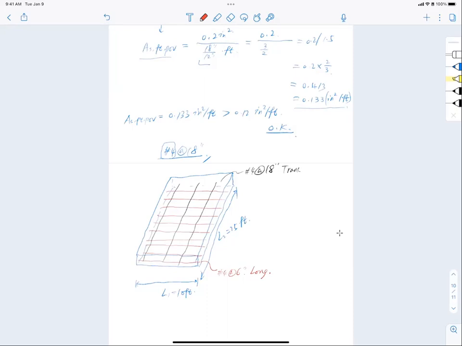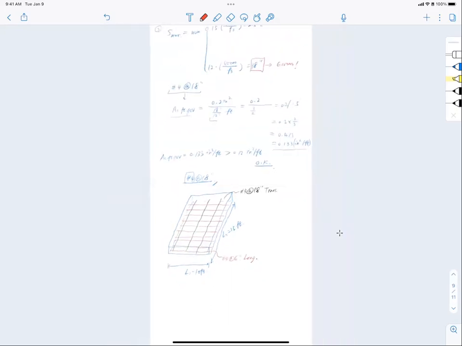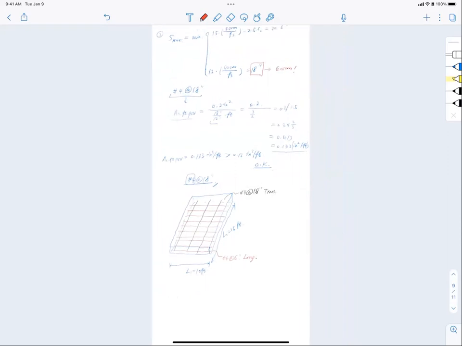All right, so now that is the one-way slab design. Not so bad, isn't it? Okay, any questions? Any questions for me? Anything else? Okay, so we are done with one-way slab.